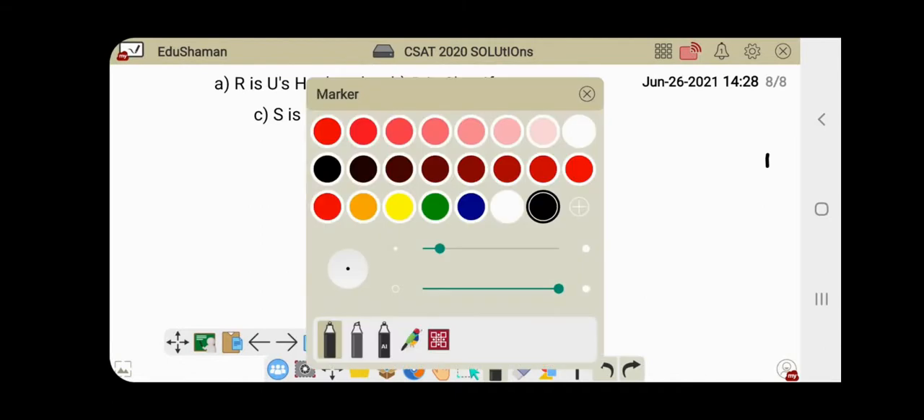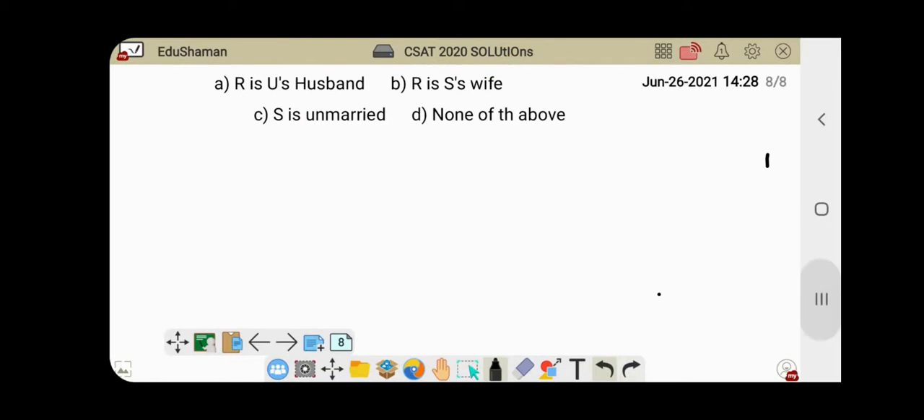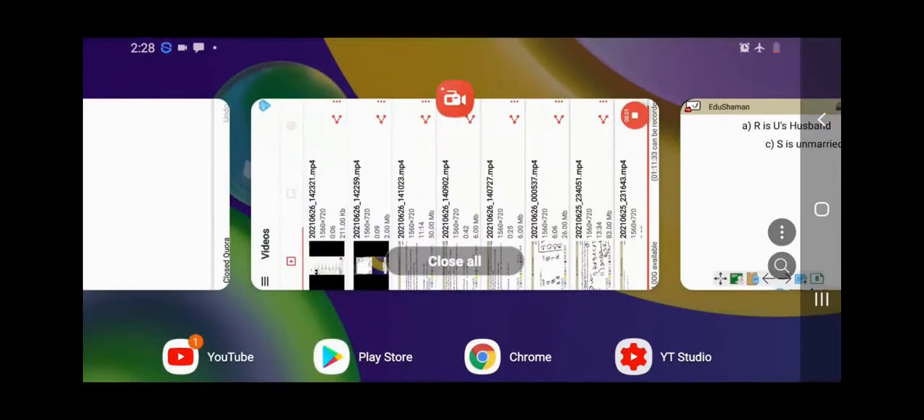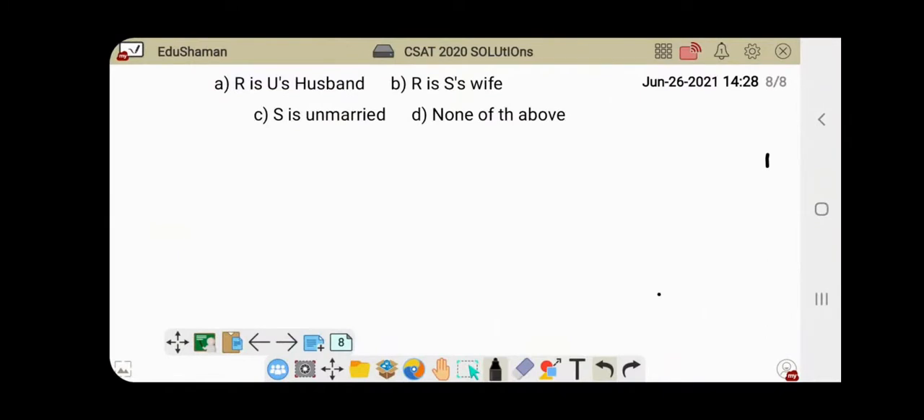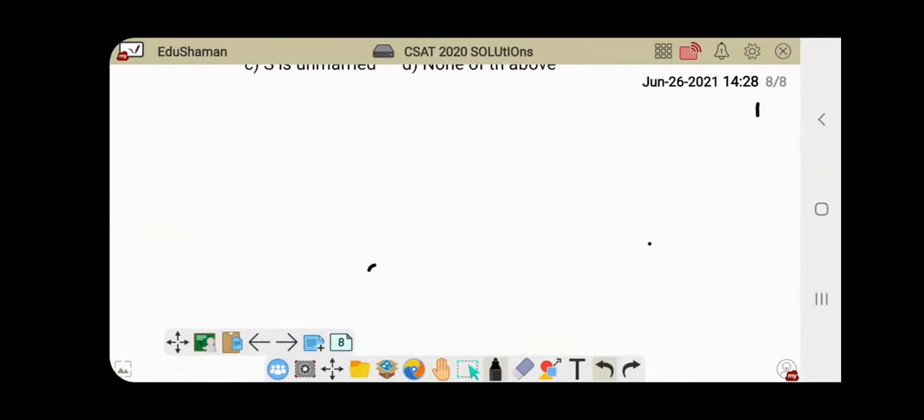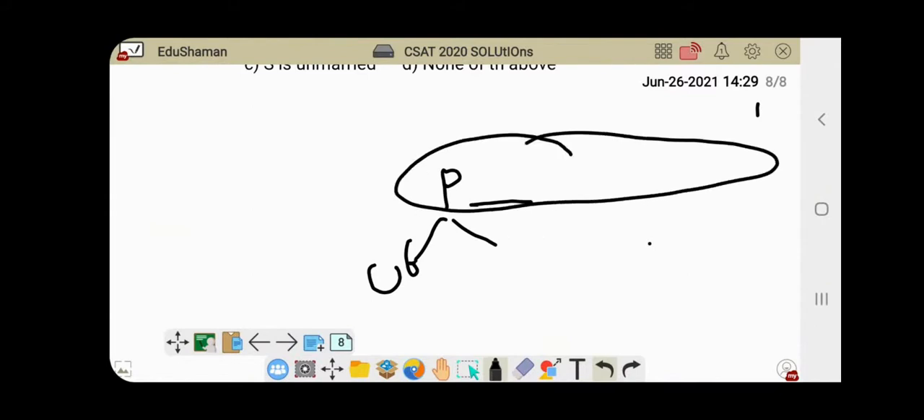So firstly they say that U is P's daughter. Okay, so I would have over here U as P's daughter. So U is a female and U comes out from P. That means P is a part of a married couple and belongs to the first generation. This is the first generation, and U belongs to the second generation. Okay, we don't know P's gender yet, and Q is R's mother-in-law.